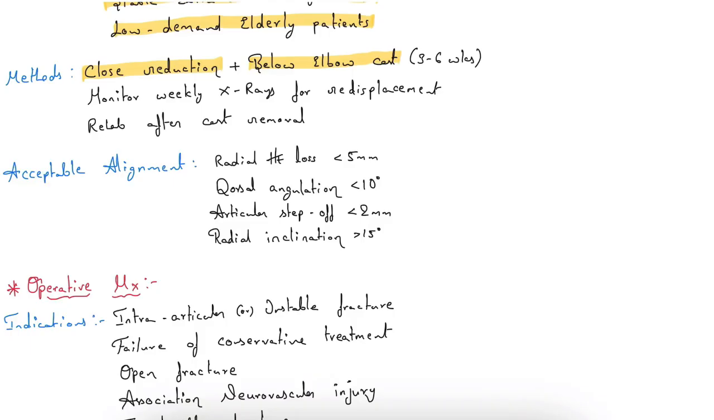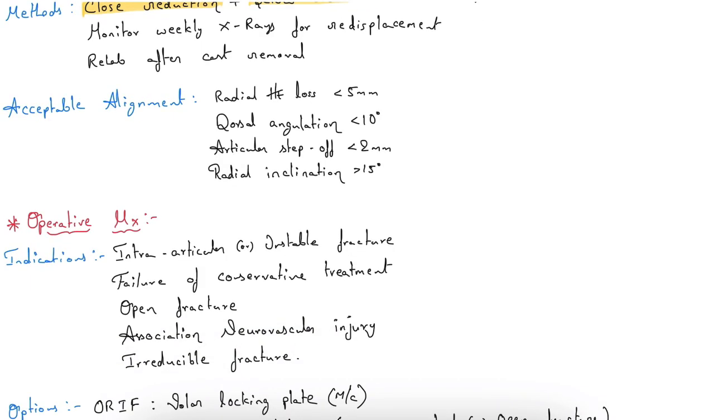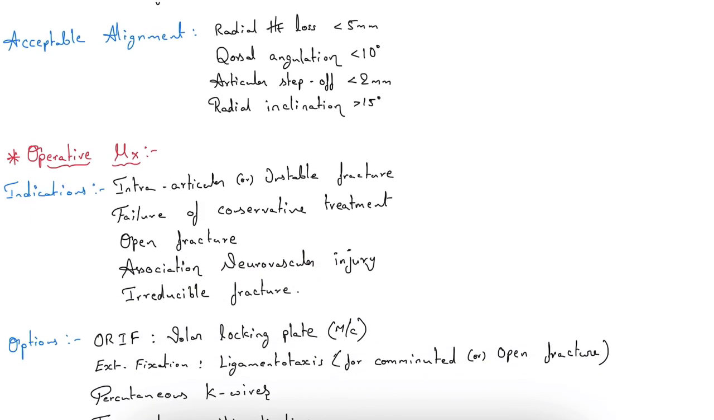Why we have to do rehabilitation means, because of that fracture mostly that patient will not get pronation and supination movement properly. So for that we have to encourage the mobilization, and we need acceptable alignments. If radial height loss is less than 5 mm, we can treat with non-operative. And dorsal angulation less than 10 degrees, articular step off less than 2 mm, radial inclination greater than 15 degrees, then we can think non-operative.